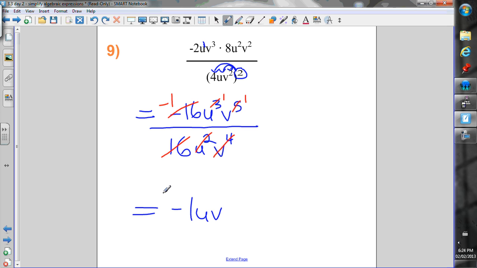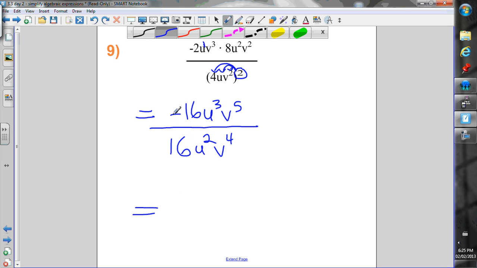Okay, so I'll show this without all this canceling involved here, in case that was confusing you. So I'll do this again without all that canceling. I'll just write it below. So I'm going to simplify the coefficients first. Negative 16 divided by 16 is negative 1.